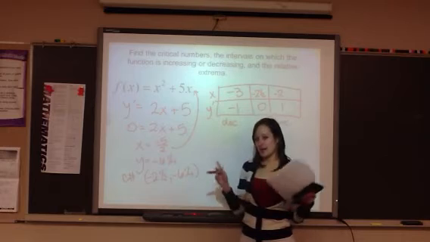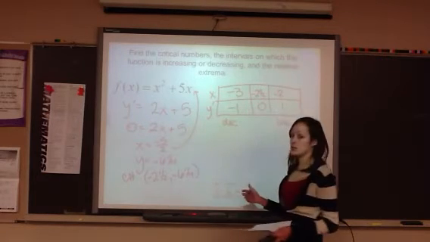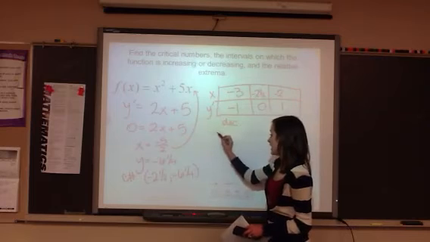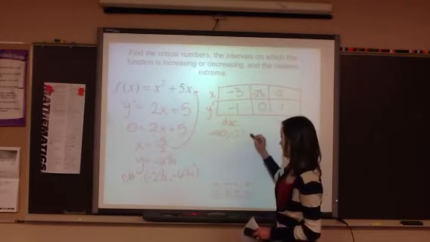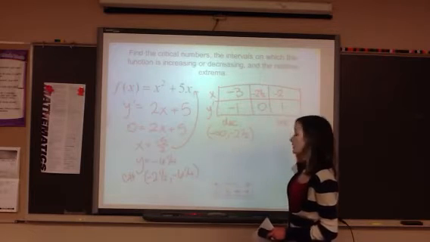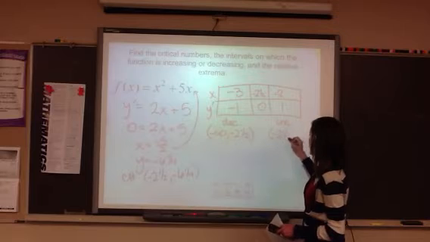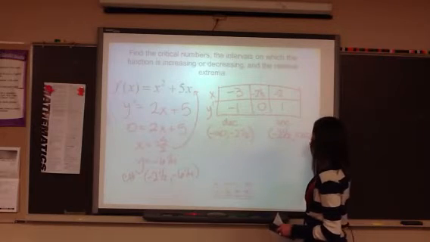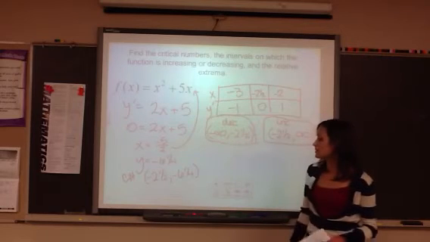So we have to write the interval. We have to write from where to where our graph is decreasing. So we're going to say from negative infinity to our critical number of negative 2 and a half, and it stops there. Then we're going to say it increases from negative 2 and a half to infinity. And those are our intervals of increasing and decreasing.